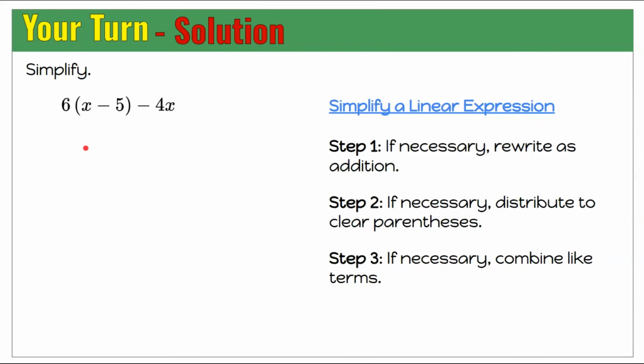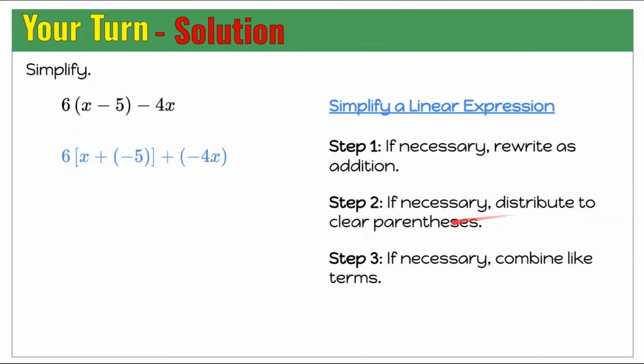So the first thing I want to do is, if necessary, rewrite as addition. I can see that that is necessary. I have subtract 5 inside the parentheses and then subtract 4x outside. So let's rewrite this. I'm going to use brackets so that I don't have double parentheses. 6 times the quantity x add -5, so add the opposite, and then add -4x. So I've rewritten using addition.